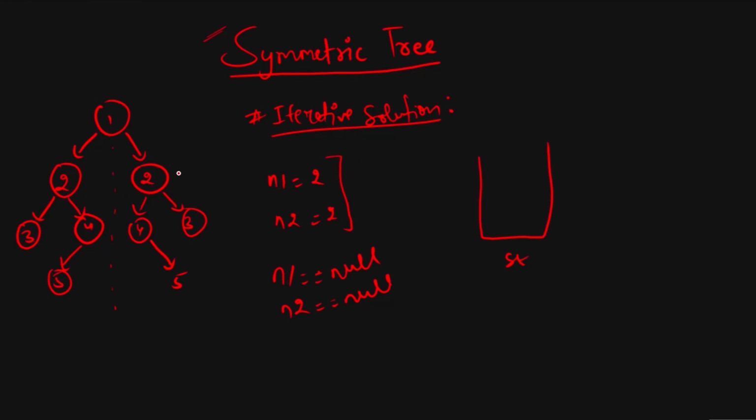Right now both of them are not null, and if both are not null, then their values must be equal. Right now their values are equal. If their values are equal, then we will put its left. First of all, we will put its left, this is 3, and its left, its left and its left.